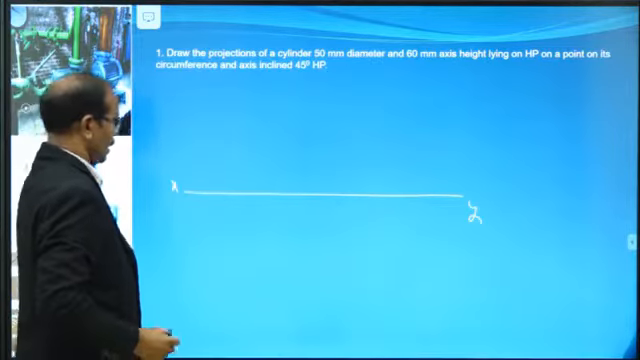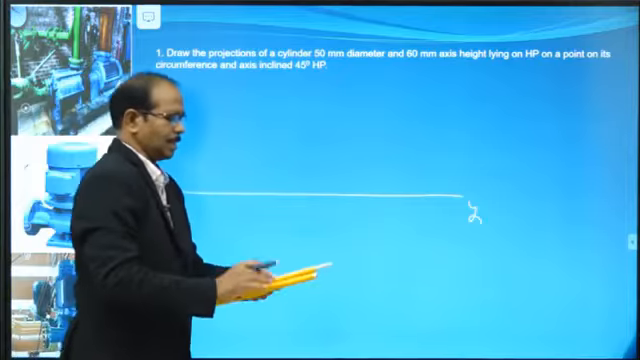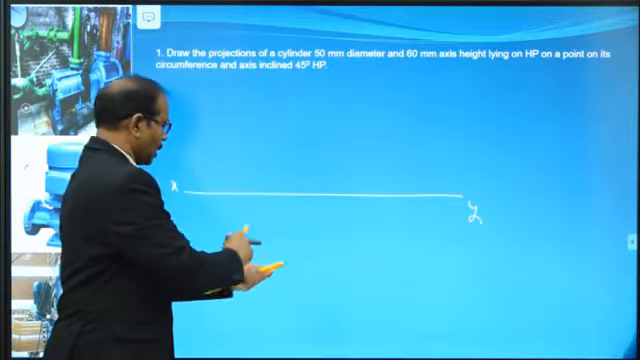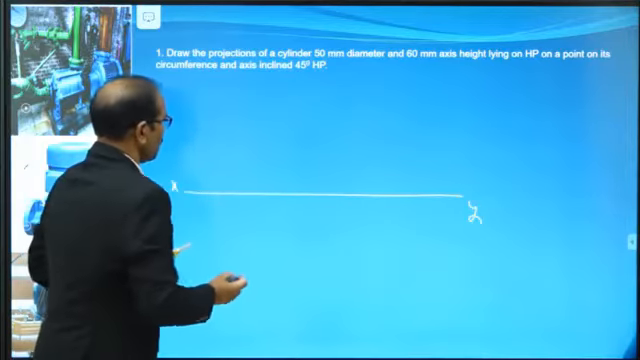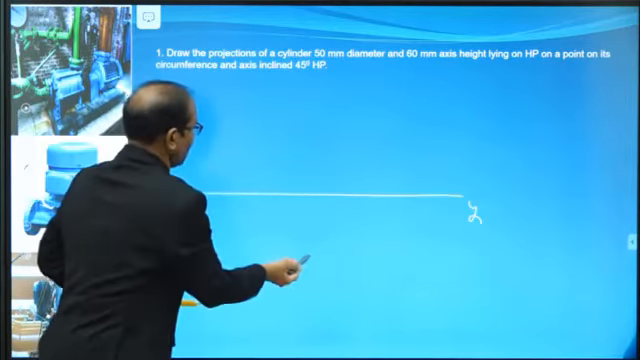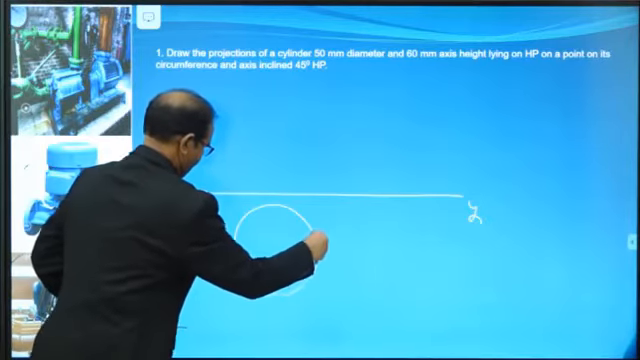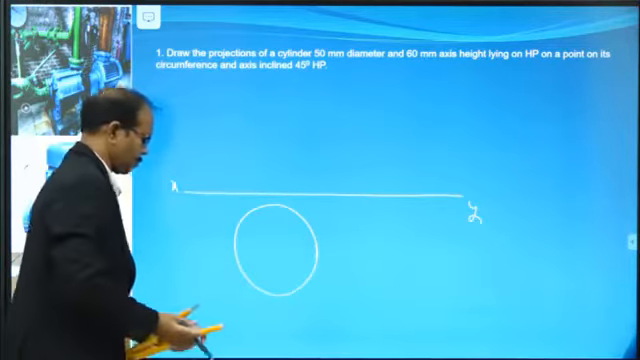Draw the top view, which is a circle. Take 25 mm as a radius. Take any one point as the center and draw the circle.